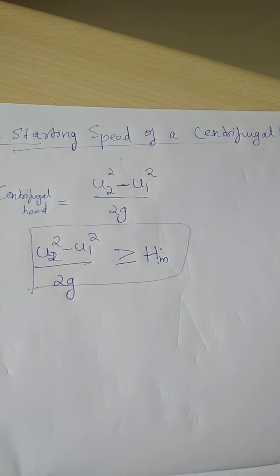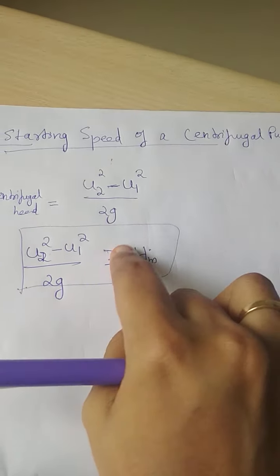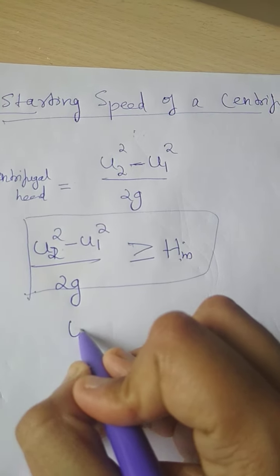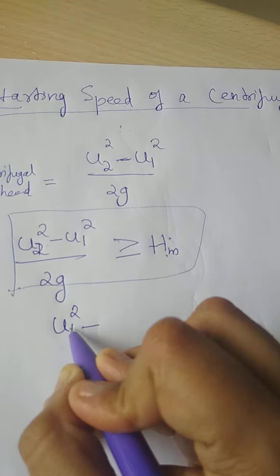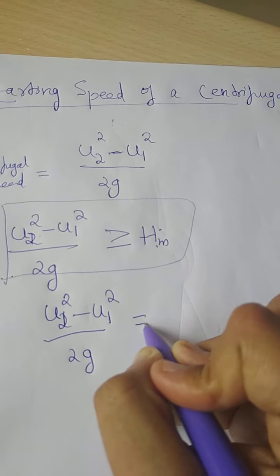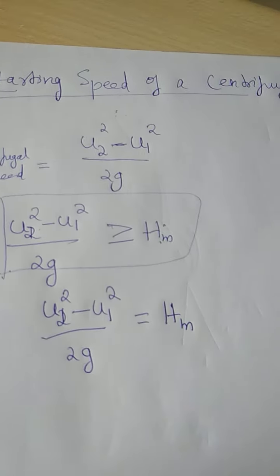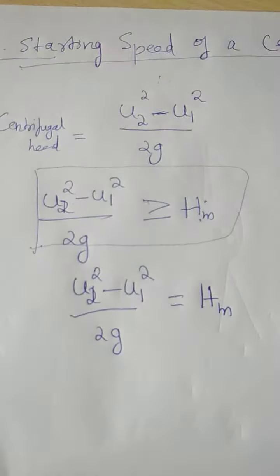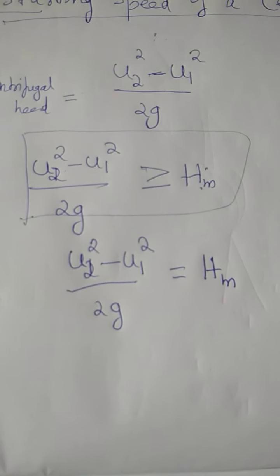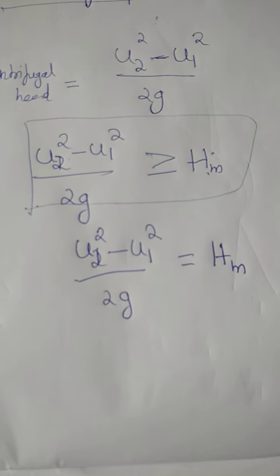It should be greater than or equal to, but for a minimum starting speed it should be equal to hm. So we will consider only the minimum starting speed. So u2 square minus u1 square divided by 2g should be equal to hm. This is the condition for the minimum starting speed of the centrifugal pump. Now let's start the derivation.